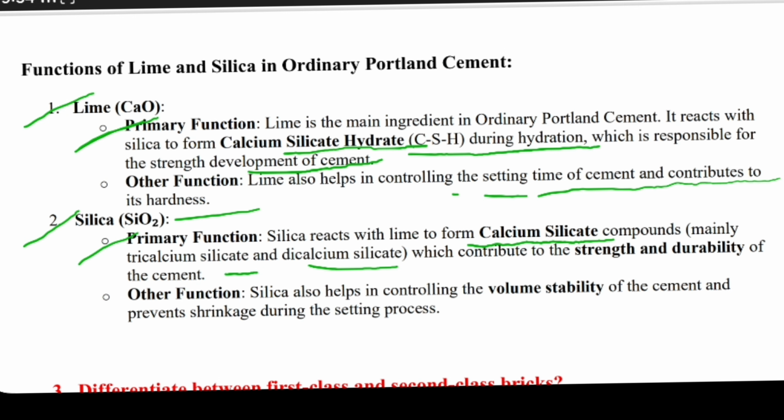And what is the role of these? These silicates give good strength and durability to the cement. What is another function of the silica? It helps control the volume stability of the cement, shrinking and expansion, to prevent shrinkage during setting time. It reduces the shrinkage of the cement during the setting process.